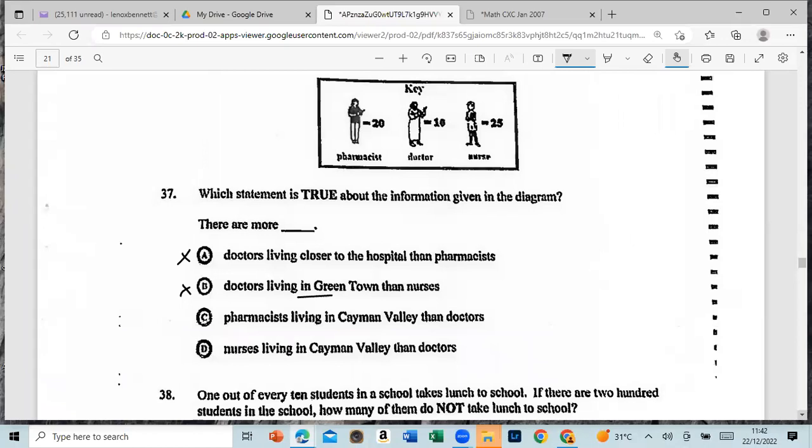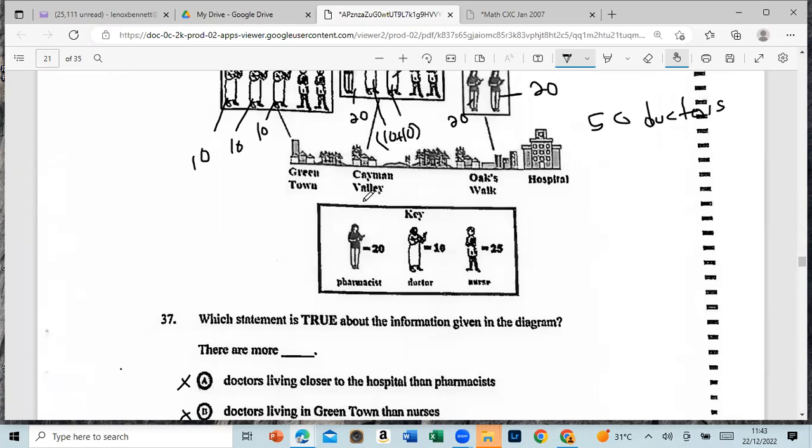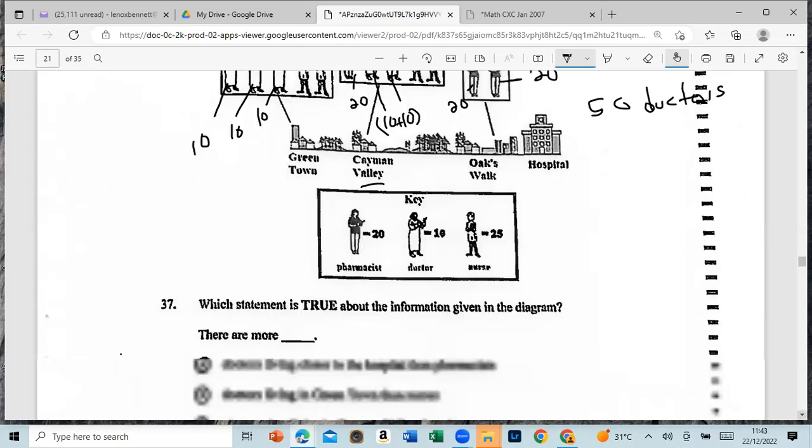Oh, I forgot to read the first part. There are more pharmacists living in Cayman Valley than doctors. So you say more pharmacists than doctors. You can see if there are more pharmacists than doctors in Cayman. More pharmacists. No. Just one that represents 20. It's the same amount, 20, 20, right? So it's not that. So it has to be D, but let's just read and see what D says.